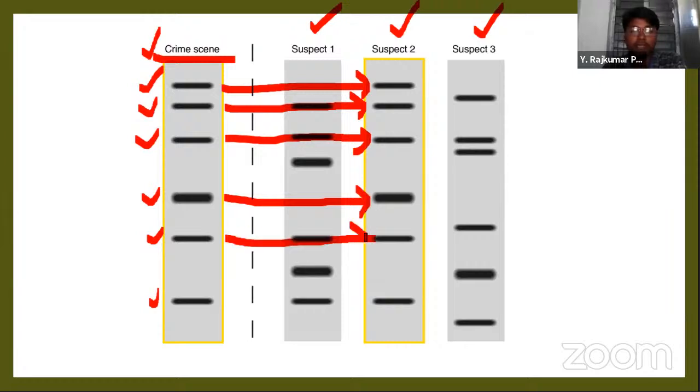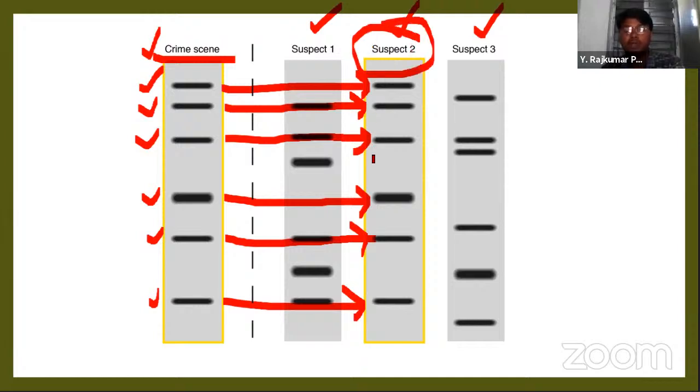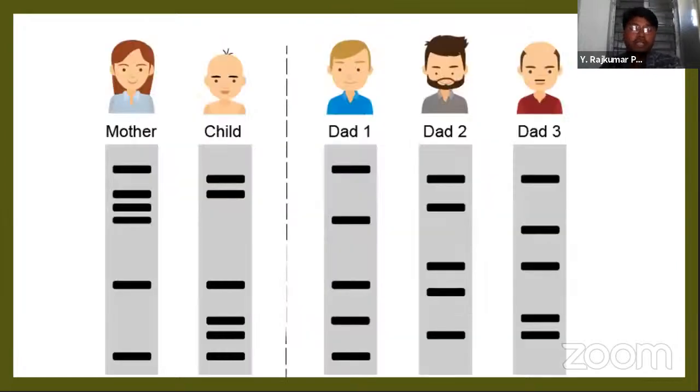So the crime scene fingerprint is completely matched to suspect number 2. Hence, we can decide that suspect number 2 is the actual criminal, the miscreant. Okay, let's see further. Now, let's say she is the mother and there is a child, and we must know who is the father for this child.